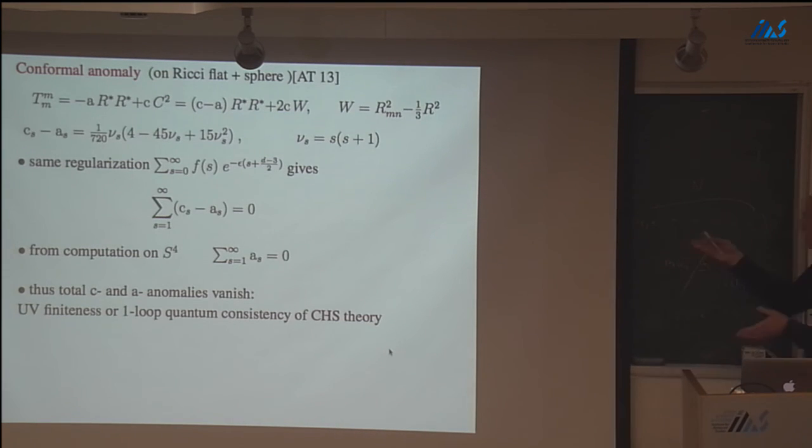So that means both A and C coefficients are 0, which is quite remarkable. It looks like a non-trivial theory, but it has this conformal anomaly 0, so that means it's UV finite, at least at 3 levels, so 1 loop, low order in curved background.